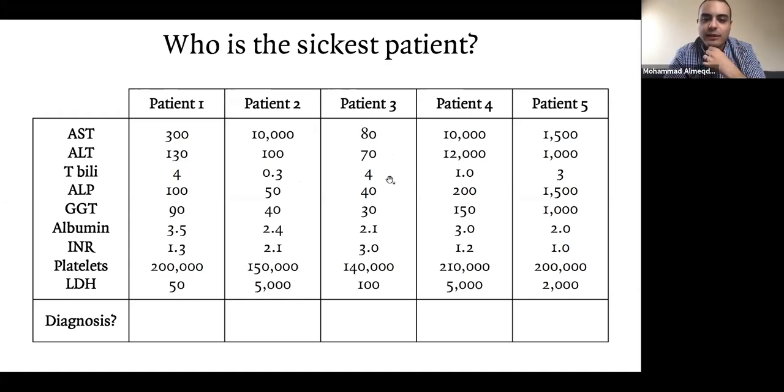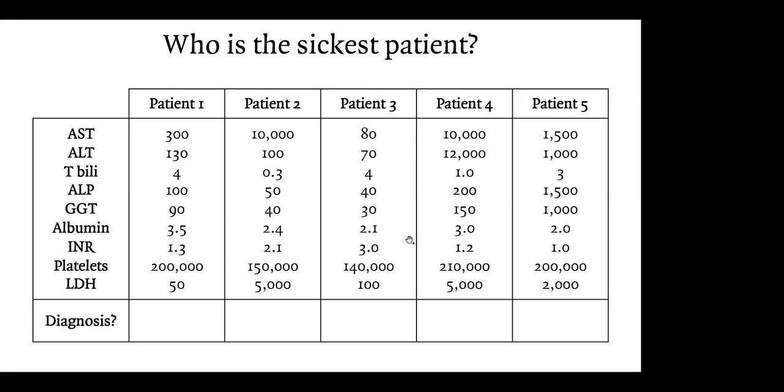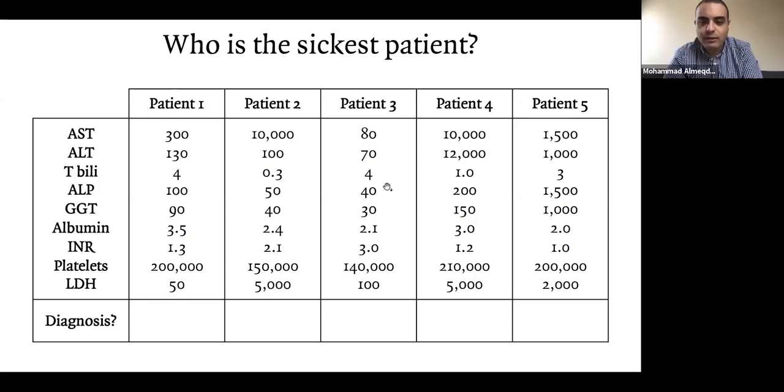Okay, patient number 3. You've got AST 80, mild elevation, ALT 70, TBL 4, ALK-Phos 40, GGT 30, albumin 2.1, INR 3, platelets 140, and LDH is 100. Cirrhosis. Okay, this could be, right. So this guy could be cirrhotic, okay? We'll come back to this maybe a little bit later.